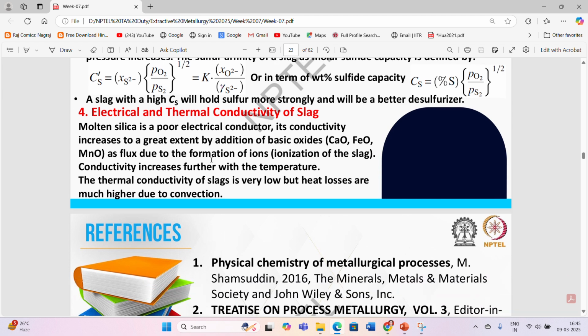Then electrical and thermal conductivity of slag. Molten silica is a poor electrical conductor. Its conductivity increases to a great extent by addition of basic oxides like calcium oxide, FeO, and MnO as a flux, due to the formation of ions, or we can say ionization of the slag. Conductivity increases further with temperature. The thermal conductivity of slag is very low, but heat losses are much higher due to the convection process.